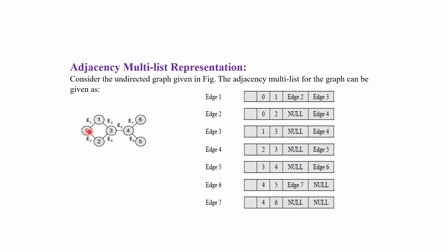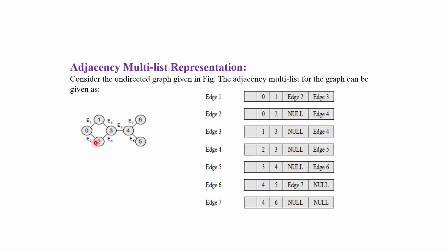So for 0, on the other side, how many edges are there? On the other side, it has E2. For 1, on the other side, it has E3. So the corresponding E2 and E3. E2 is for 0 and E3 is for 1. Likewise, E2 is between 0 and 2. And then the other side of 0 is going to be edge 1. Edge 1 is already covered. There is no need to go back once again. So we will represent null over there.